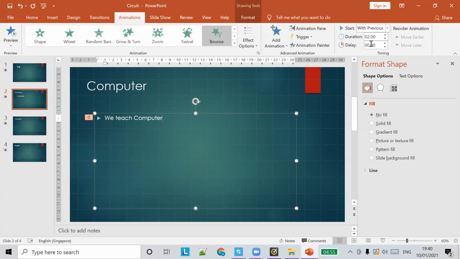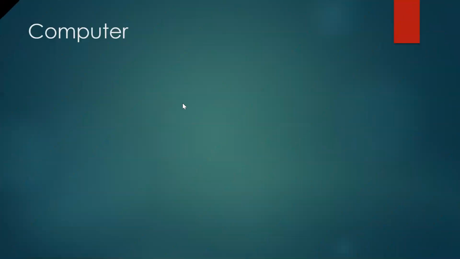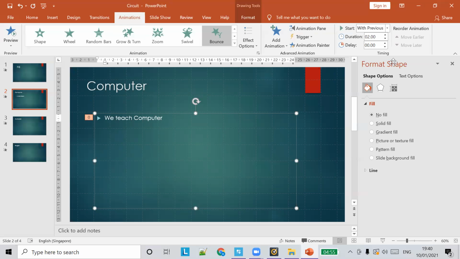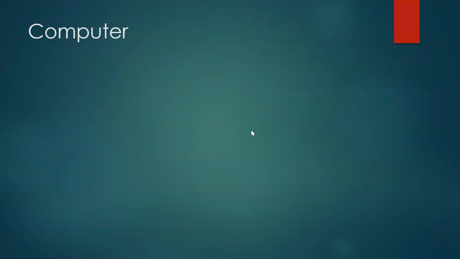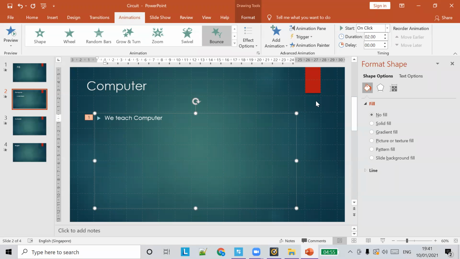If you say with previous, when the previous item starts loading, it will start automatically. If you see here, it happens together with the previous item. And if you choose the on click option, it happens on click. If you choose this, it doesn't happen automatically. I have to click, and after that it loads. So this is the on click option.